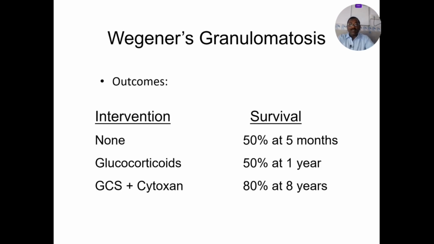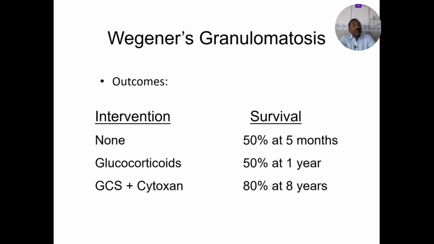Outcomes, interventions. If you don't intervene in this patient, survival 50% at 5 months, very high mortality rate. Only 50% live beyond the 5 months without any management. So it's a fatal disease and aggressive disease. If you start the glucocorticoids, you can prolong the life by 1 year in 50% of the population. And if you use the steroids plus Cytoxan, that is your immunosuppressive drug, then about 80% survive to 8 years.